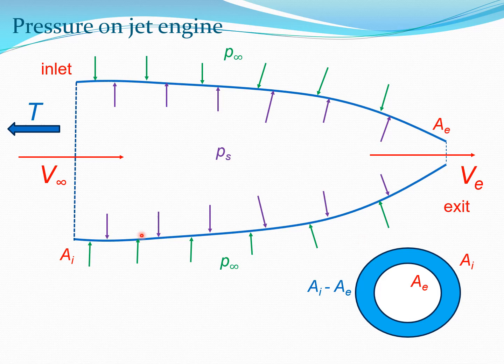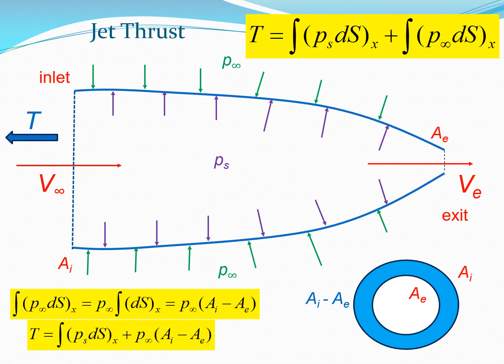One more thing to remember is that the inlet cross section is A subscript I and the outlet cross section is A subscript E. So if we look at it from the front, we may see something like this, that there is a region here in the blue which has area given by AI minus AE.